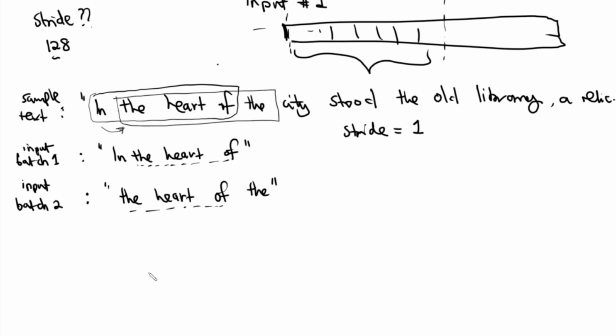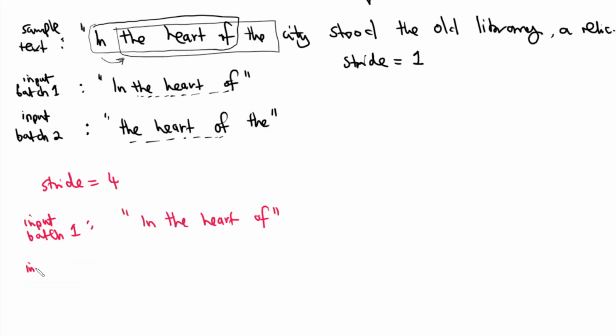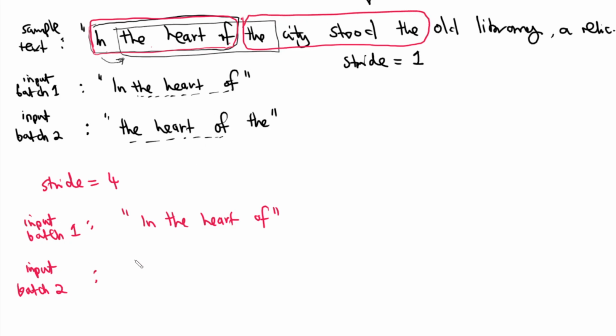I'm going to use orange now. If we change our stride to 4, our input batch 1 will say the same thing: in the heart of. But for input batch 2, because our stride is equal to 4, the data loader is going to say, okay, you want me to skip four? 1, 2, 3, 4. I'm going to skip these four, so I'm starting here now. This is now your second batch. So the second batch becomes the city stood there. And so this is stride equal to 4.